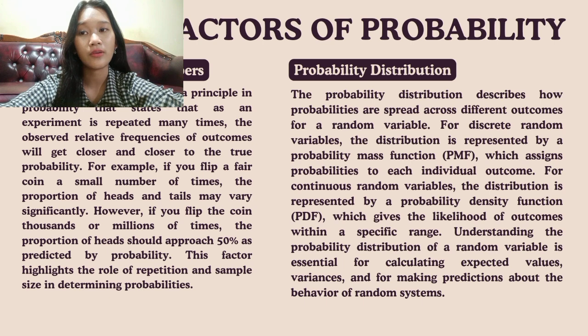For continuous random variables, the distribution is represented by a probability density function, also known as PDF, which gives the likelihood of outcomes within a specific range. Understanding the probability distributions of a random variable is essential for calculating expected values, variance, and for making predictions about the behavior of random systems.